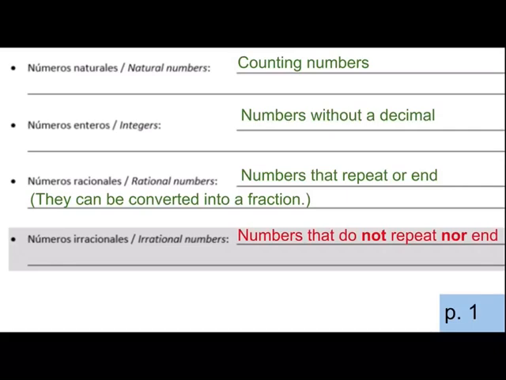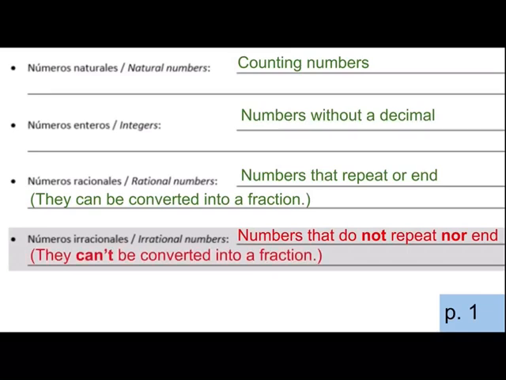Rational numbers can be converted into a fraction or a ratio. Rational, ratio. Irrational numbers are crazy. They cannot be converted into a fraction.